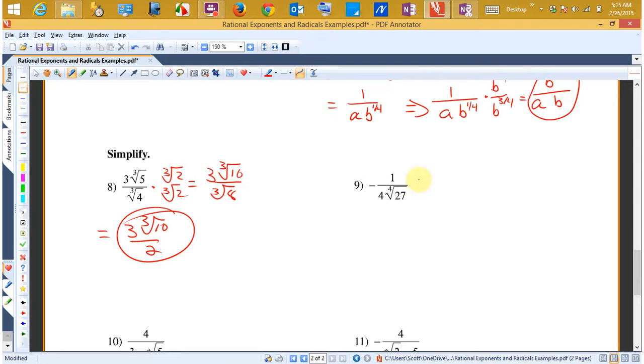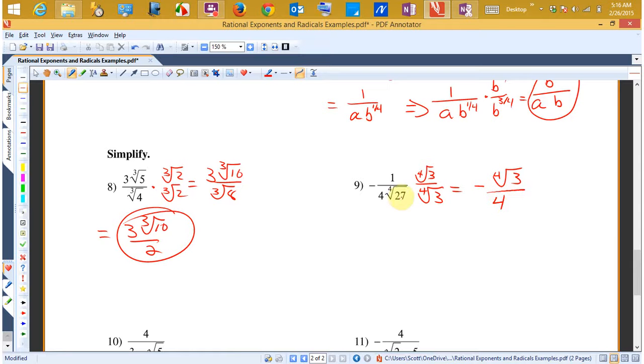Moving to the next one, I have the fourth root of 27. So my next perfect fourth root would be if I could make that the fourth root of 81, which would be 3. So to get 27 to become 81, I would need to multiply both the top and the bottom by the fourth root of 3. So now what that's going to be is a minus the fourth root of 3 all over 4.